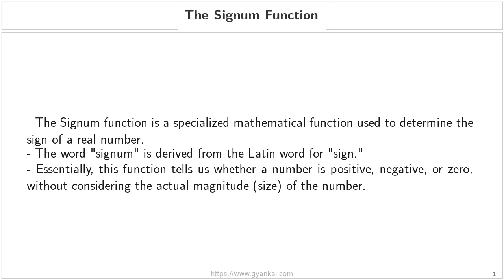The most important thing to remember right at the start is that this function doesn't care about the magnitude or the actual size of the number. It doesn't matter if the number is 5 or 5 million. The Signum function only cares about whether that number is above, below, or at zero. In the next slide, we will look at the formal mathematical way to write this rule down.